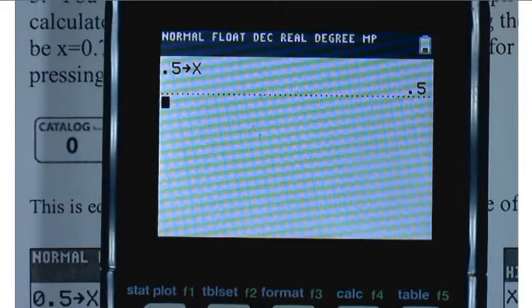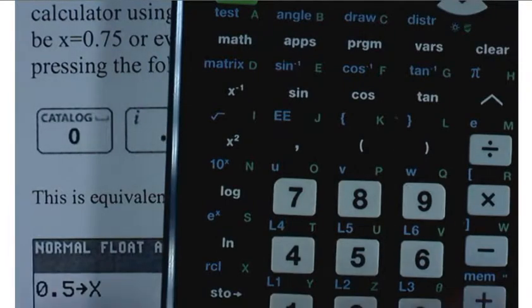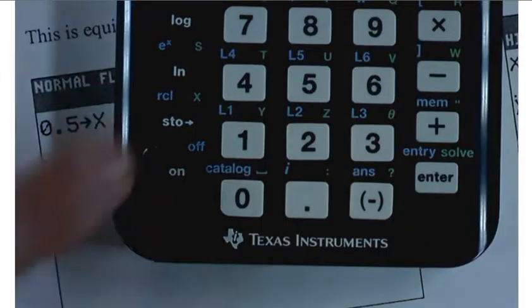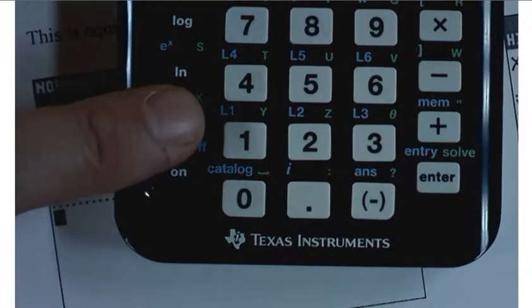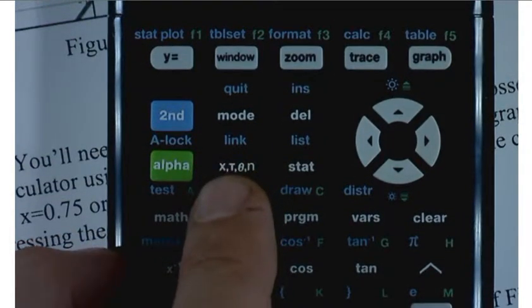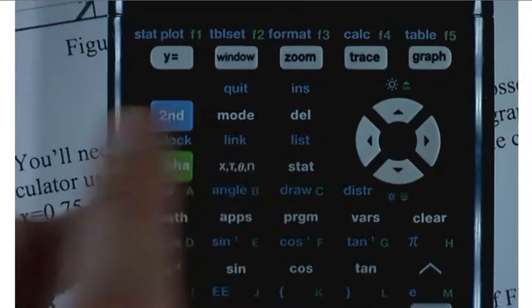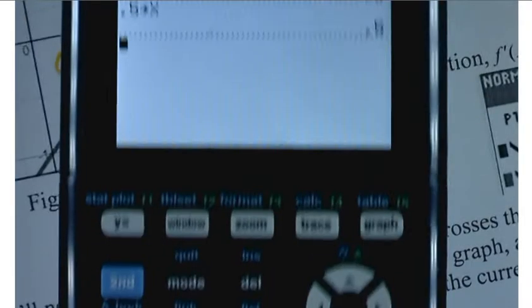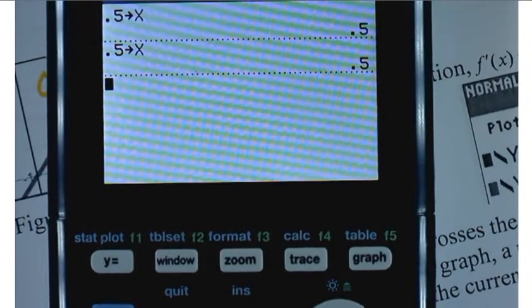So it should look like this. Your calculator should respond like this. So type in the 0.5, and then the store key is right here. So press the store key, and you want to store it in x, and x is right here next to the alpha key. So your calculator should respond like this.